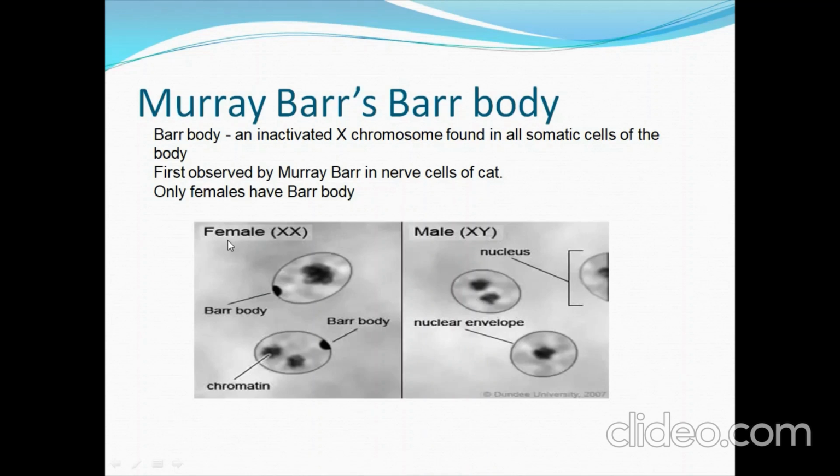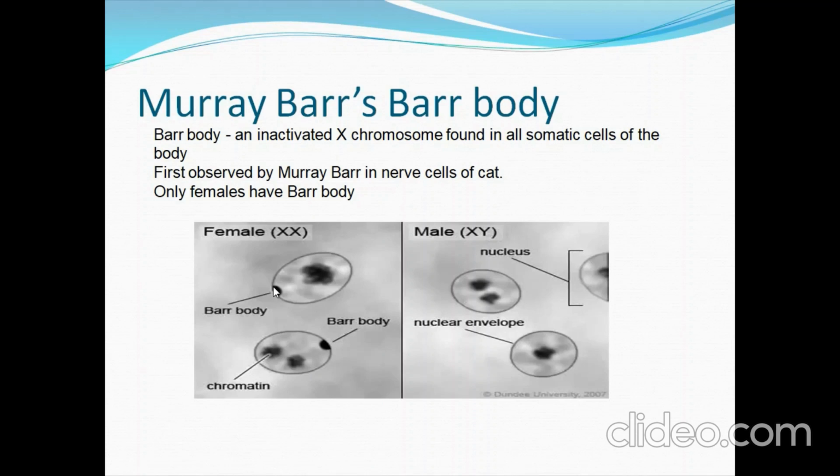Later, it was established that female mammals have this Barr body in all the somatic cells. Earlier, it was discovered only in the nerve cells of cats. Now this Barr body is nothing but an inactivated X chromosome. Since there are two X chromosomes in females, one of them becomes inactive and forms a Barr body.